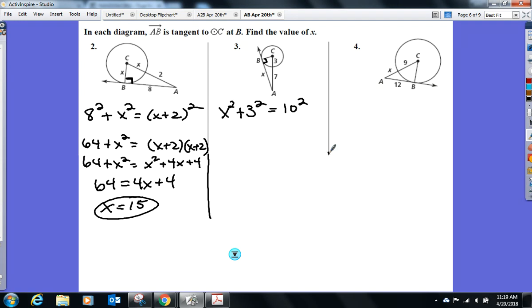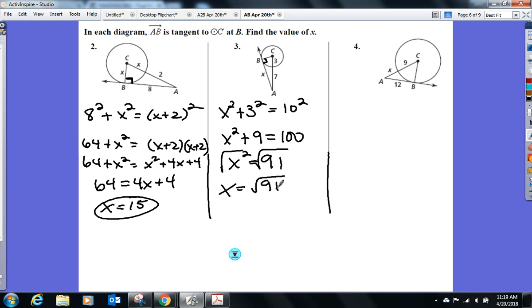Can you just leave it in radical form here? There's no reason to go decimals. x squared equals, what are you guys getting, 91. And I'll just save you some time: you can't break down the square root of 91. There's no perfect square that goes into it, so we'll just leave it as the square root of 91.